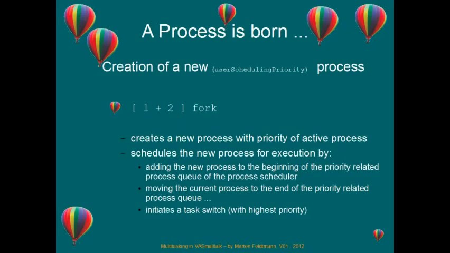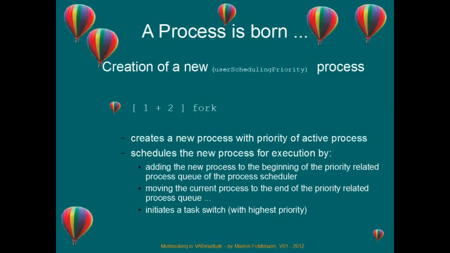Creating a new Smalltalk process is very easy. You have a block and you send this block the message fork. This message creates a new process with the priority of the active process, and it schedules the new process for execution by doing some stuff within the process scheduler.